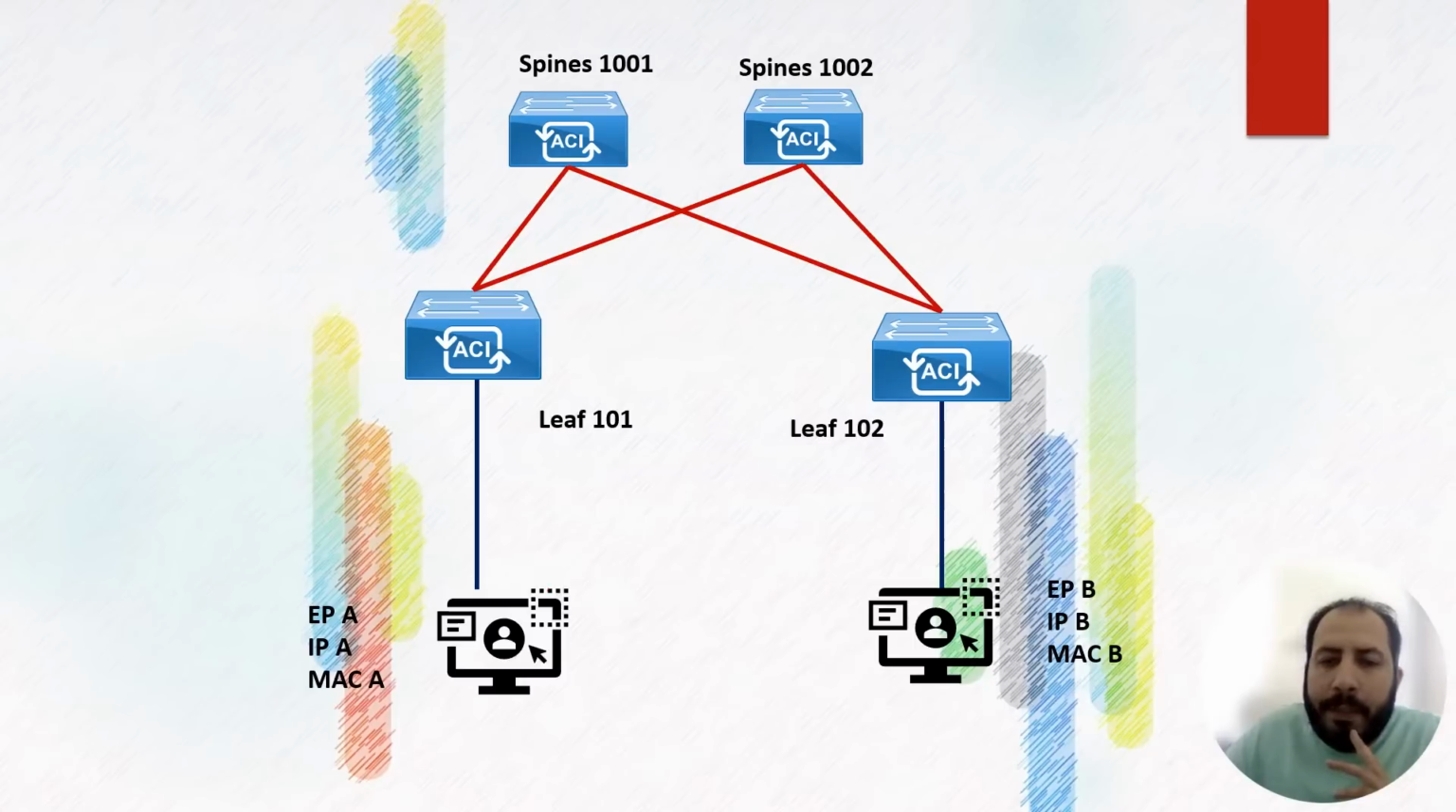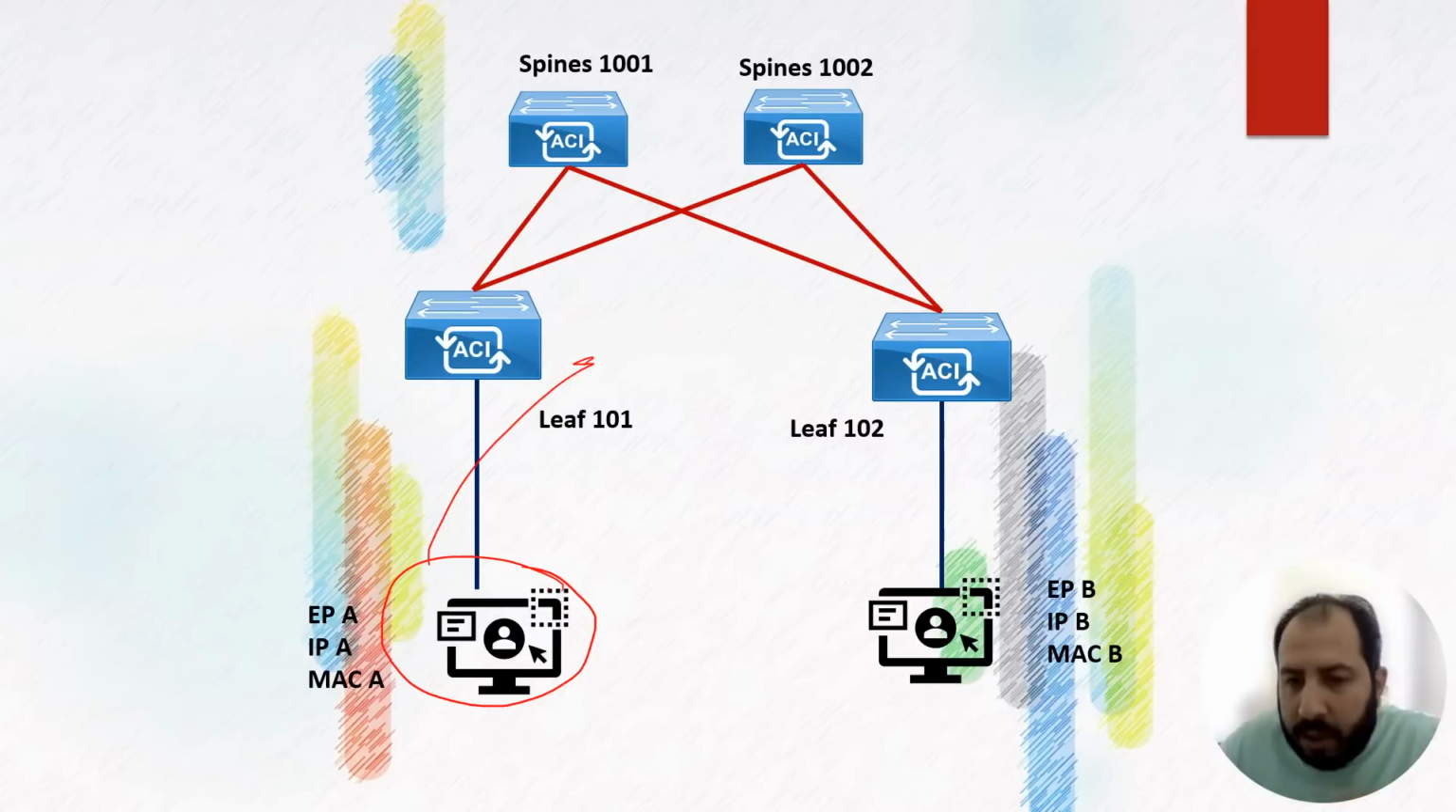Let's assume, for example, I have one endpoint appear, and this endpoint starts to send routed traffic to the outside world. Simply, when the traffic flows through the leaf interface, it will write down all the information, either layer 3 information, I mean the IP address, or layer 2, which is the MAC address. Another way of doing that is the ARP request.